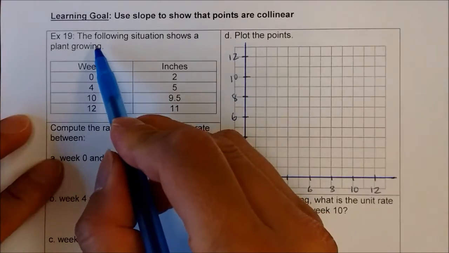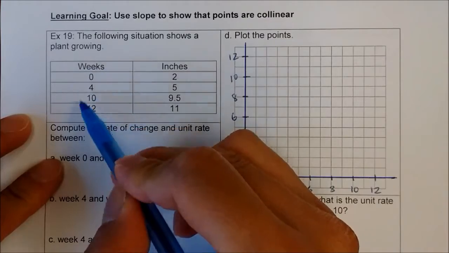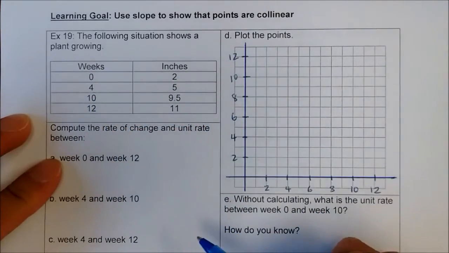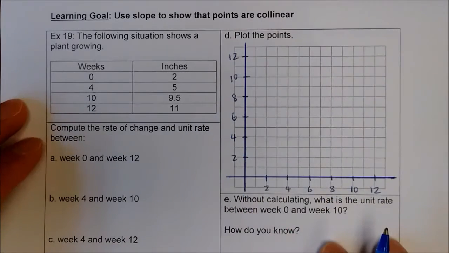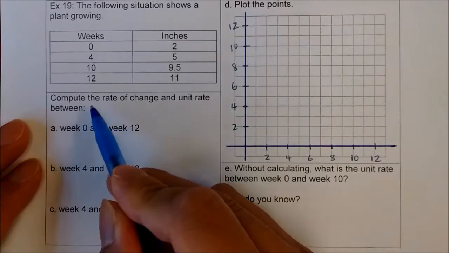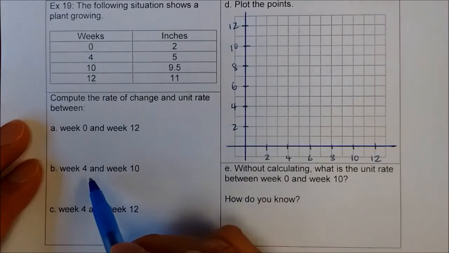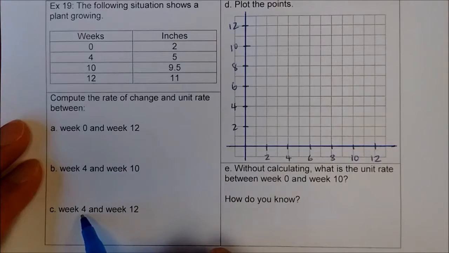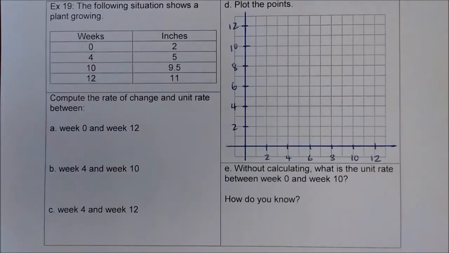In our first example, the following situation shows a plant growing. We've got a table of values here that shows weeks and the height of the plant in inches after those weeks have elapsed. So what I want you to do is pause the video and complete these three problems. Compute the rate of change and also the unit rate between weeks 0 and 12, weeks 4 and 10, and weeks 4 and 12. After a few minutes, I'll come back and show you my answers.